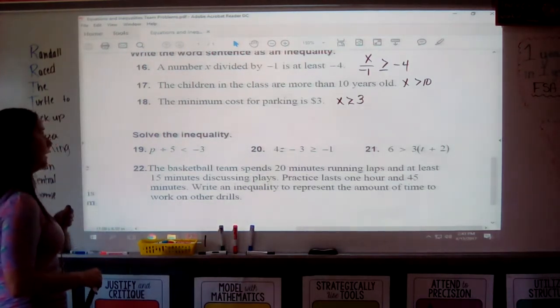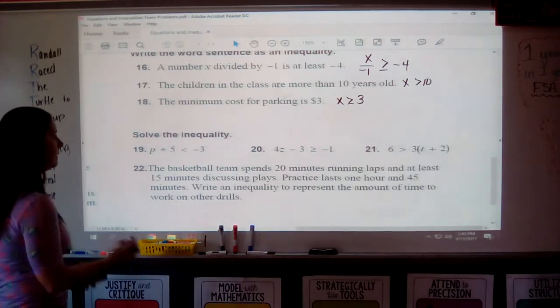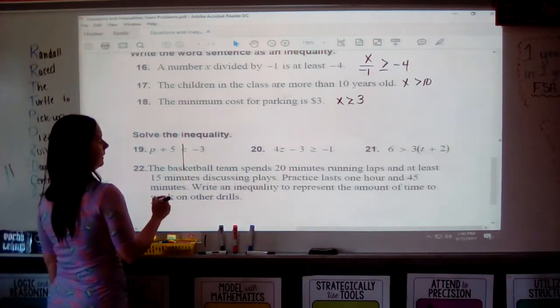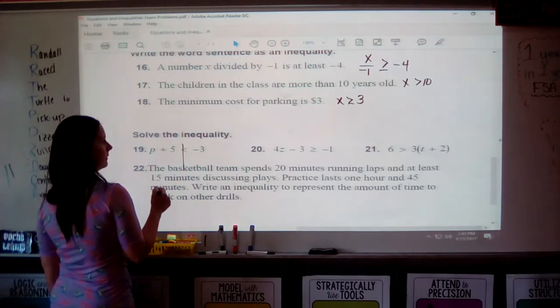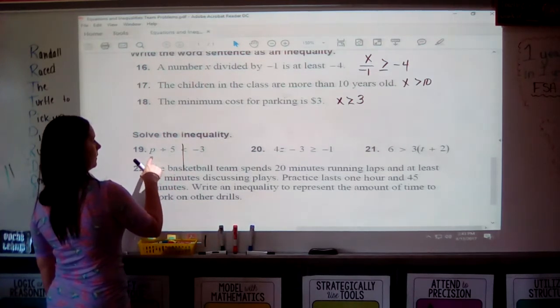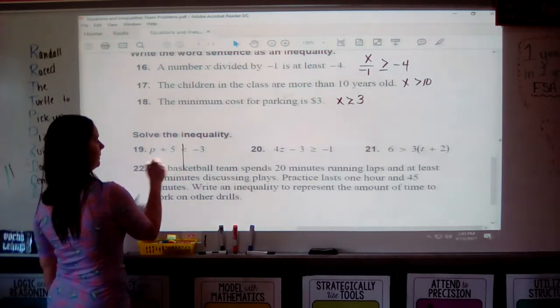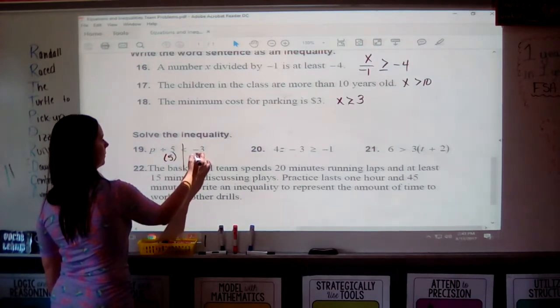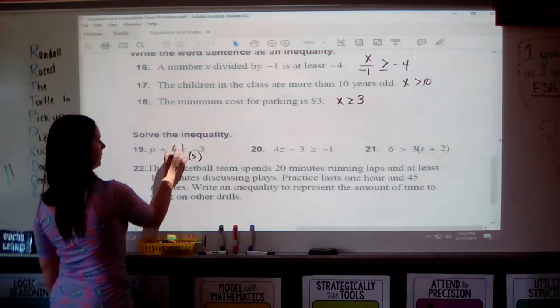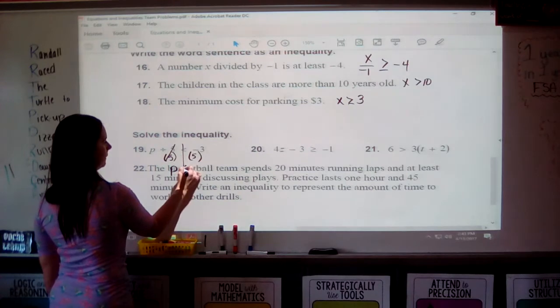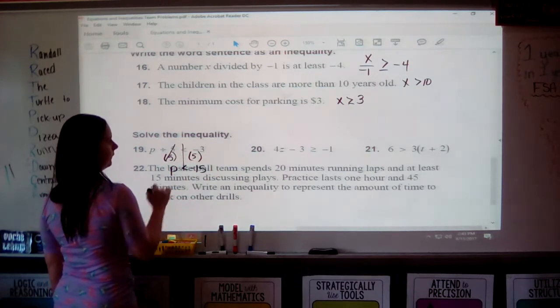19, 20, 21, and 22, we're solving inequalities. We solve these just like equations. The opposite of division is multiplication, so I'm going to multiply both sides by 5. I'm left with P is less than negative 15.